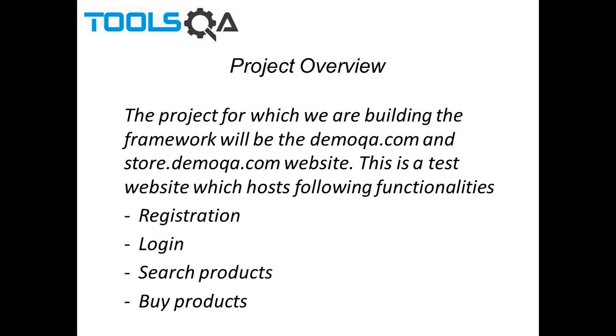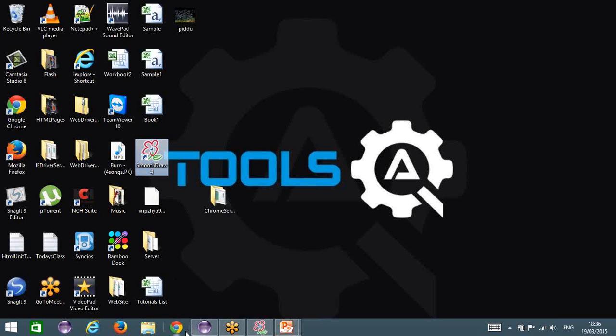Now let us quickly take a look at the project overview, what we will be trying to do. Let's take a look at the project that we will try to automate, and on the tests of this project we will try to create a framework around it, so that we can run all the tests accordingly based on our needs. So the project for which we are building the framework will be the demoqa website and the store.demoqa website. I will quickly open them up for you.